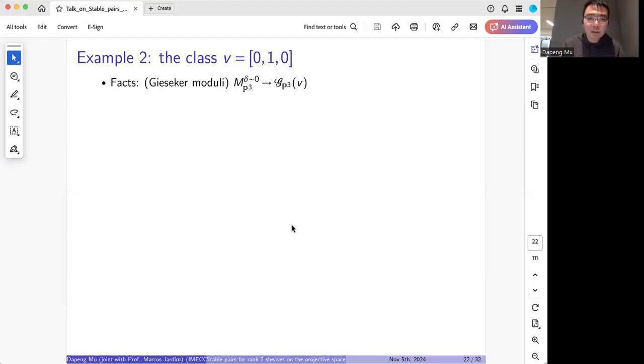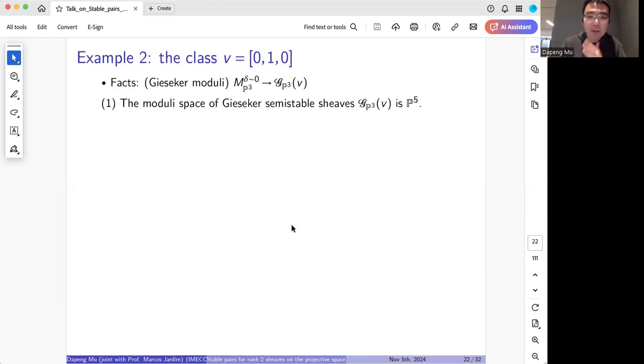So this is the second example. In this example, you actually see the wall crossings and some birational transformations for those components. Here I'm going to fix the class 0, 1, 0. The first Chern class is 0, c2 is 1, and c3 is 0. Let me start by describing the Gieseker moduli and then the Hilbert scheme. In this example, we know both of the moduli spaces very well.